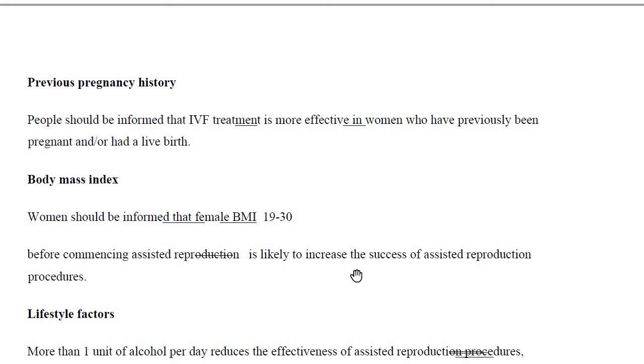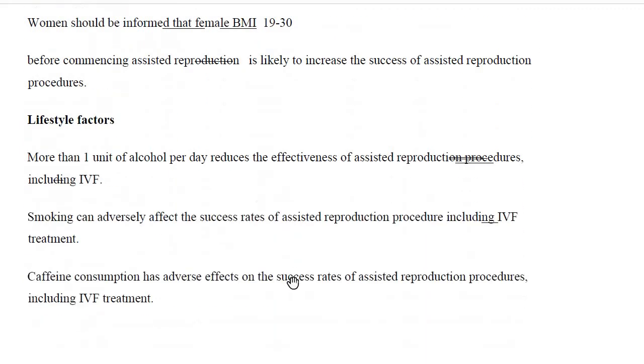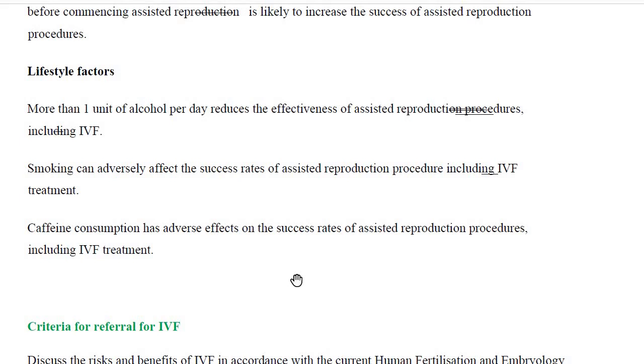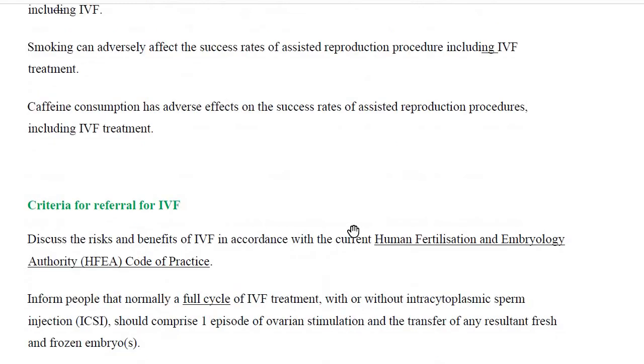So previous pregnancy history. People should be informed that the IVF treatment is more effective in women who have previously been pregnant and they have had a live birth. Then the BMI is very important, that female BMI should be kept between 19 to 30 before commencing assisted reproduction, and it is likely to increase the success of the assisted reproduction procedures. Regarding lifestyle factors, more than 1 unit of alcohol per day reduces the effectiveness of assisted reproduction procedures, including the IVF. Smoking can adversely affect the success rate of assisted reproduction procedures, including the IVF treatment. Caffeine consumption has adverse effects on the success rate of assisted reproductive procedures, including IVF treatments.